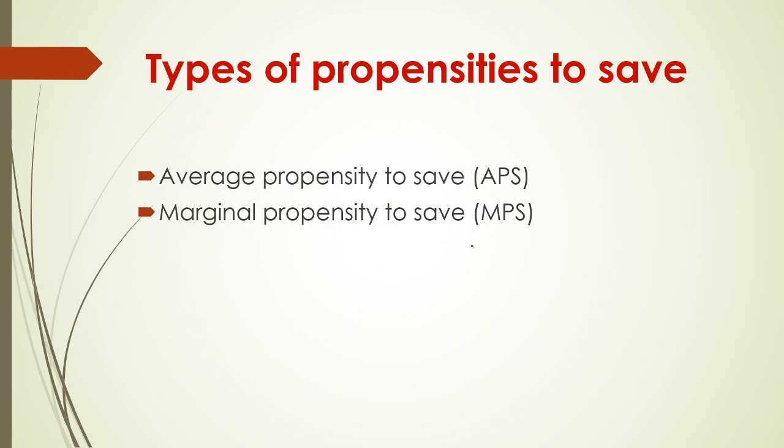Now let us move to the types of propensities to save. Like the types of propensity to consume, where there were two propensities, average propensity to consume and marginal propensity to consume, here again we have two propensities. First one is average propensity to save, indicated by APS, and second one is marginal propensity to save, indicated by MPS.